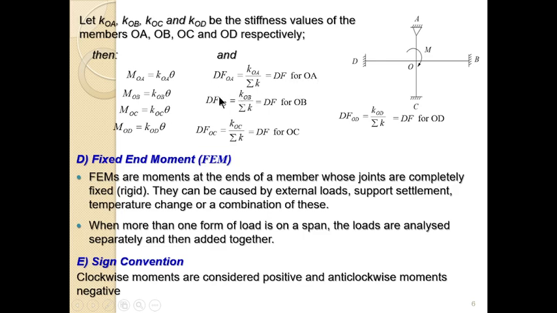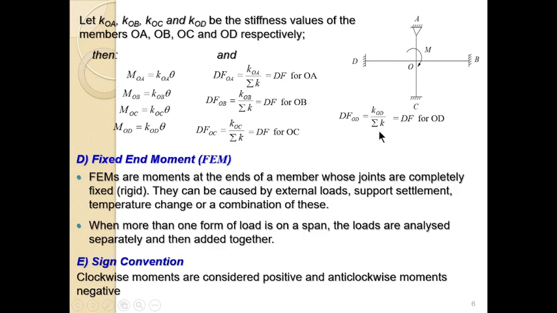In the same way, the distribution factor for member OB is the stiffness of member OB divided by the sum of the stiffness of all the 4 members meeting at that joint. So in the same manner, we can find the distribution factor for member OC and member OD.